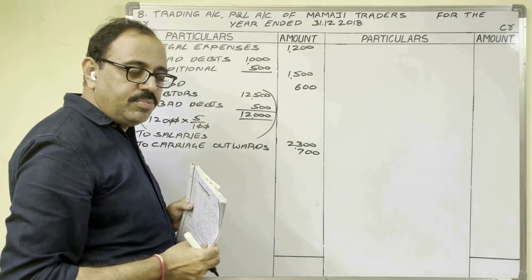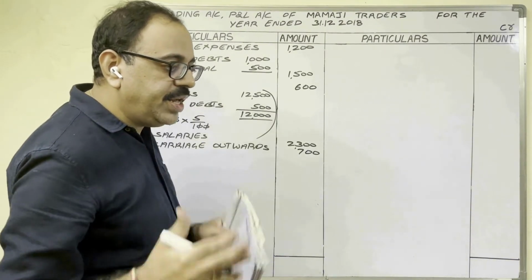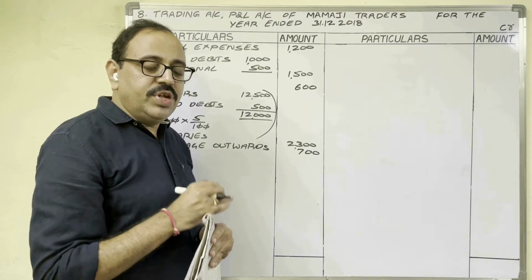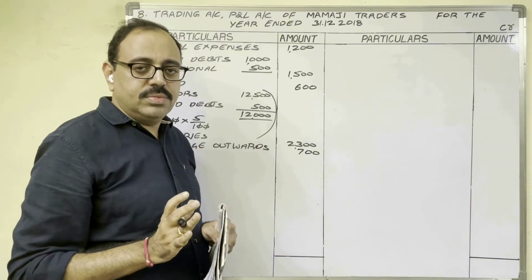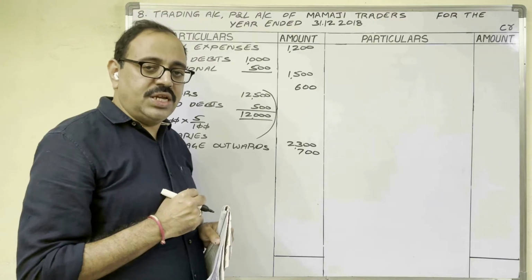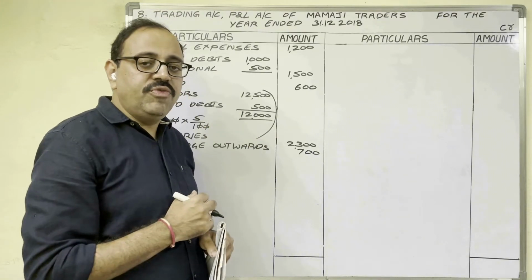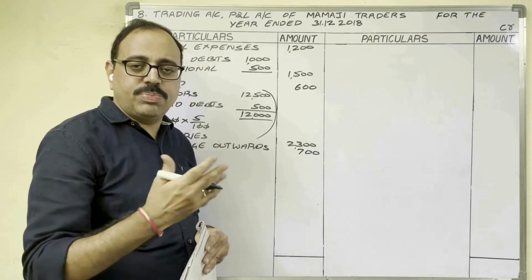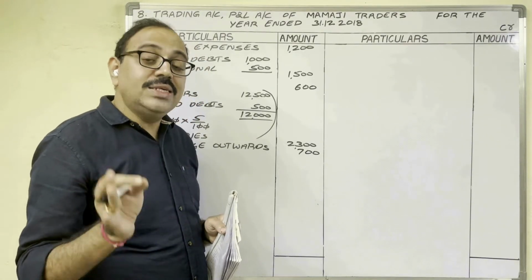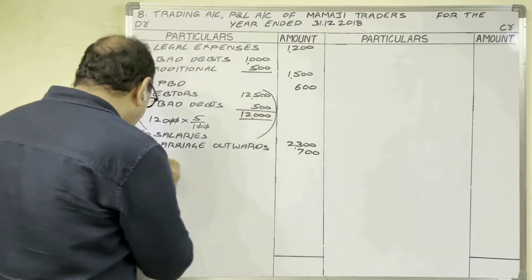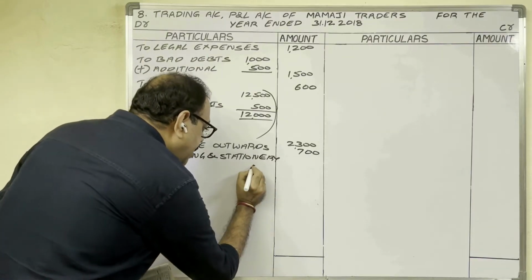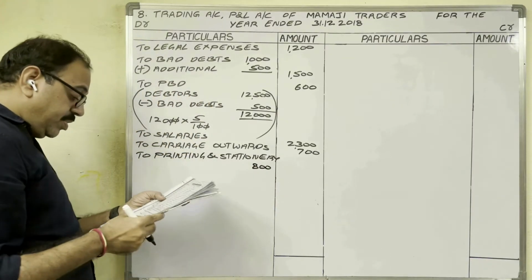Indirect expenditure. Because there is no relationship between printing and stationery expenditure and manufacturing process. Printing: we spend expenditure on printing of bill books, invoices, vouchers, etc. And stationery: as we are maintaining accounts, we purchase some stationery items, books, pens. So expenditure towards this printing and stationery is indirect expenditure. P&L account debit side. To printing and stationery, 800 is in inner column because adjustment is given.